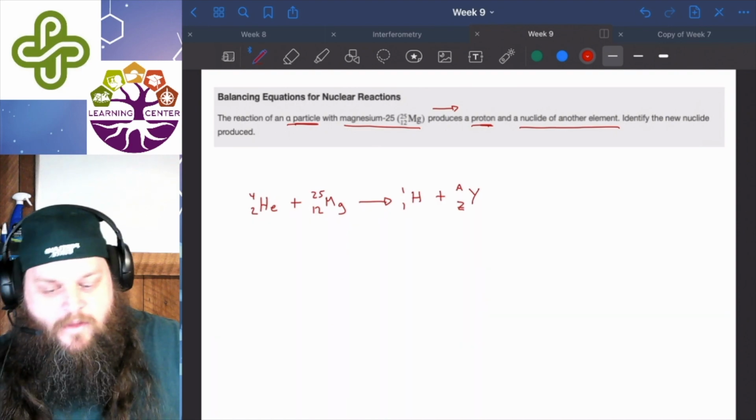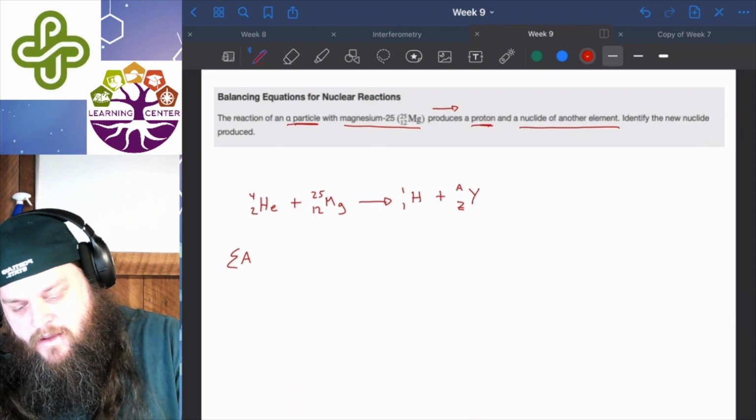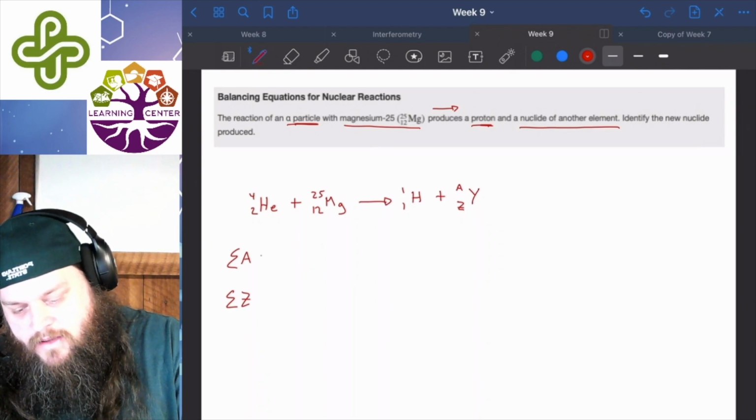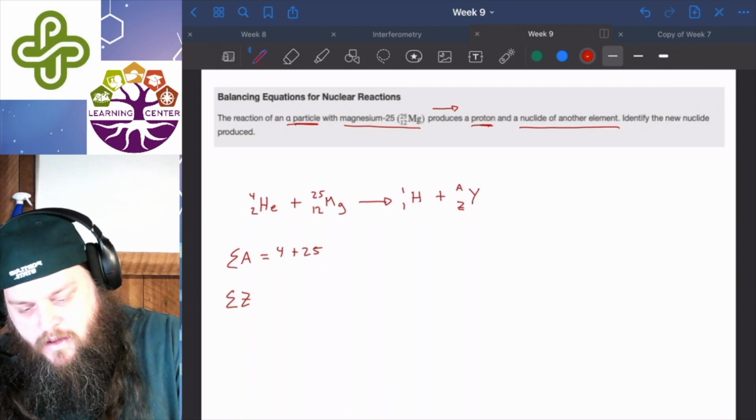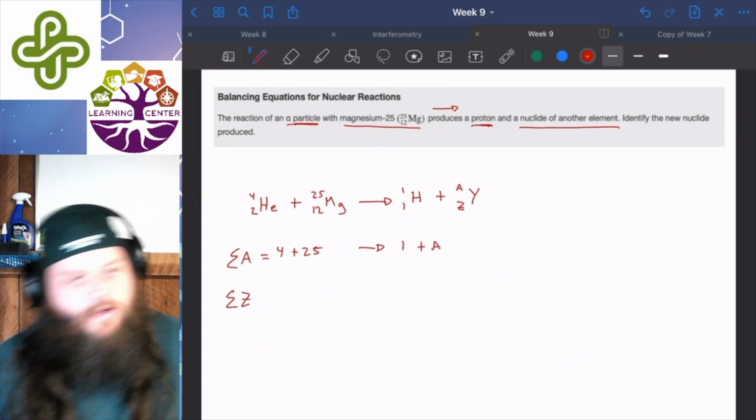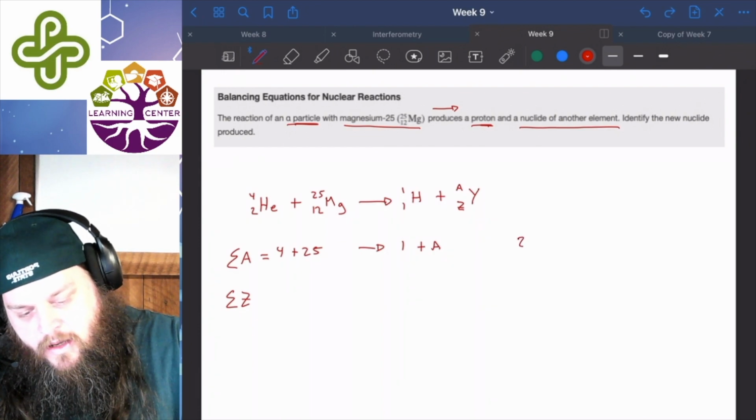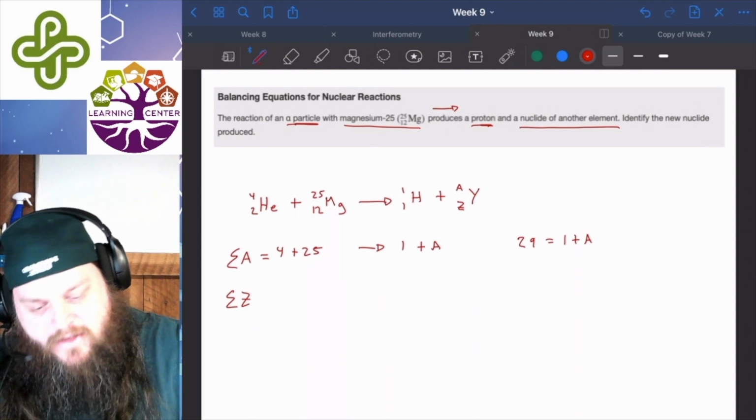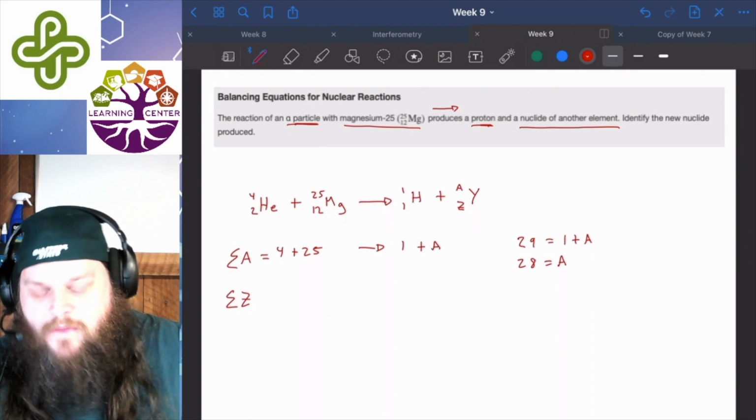So in this case, what I'm going to do is add up the A values, do the summation of A values, and do the summation of Z values. So on the left-hand side, this is going to equal 4 plus 25. On the right-hand side, that's going to equal 1 plus A. I know these have to equal each other. So 4 plus 25 is 29, and that needs to equal 1 plus A. So I can subtract 1 from each side. That's 28 is equal to A, and that should give me the right A value.